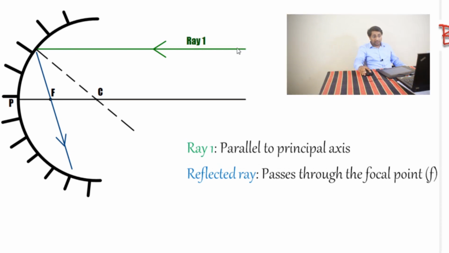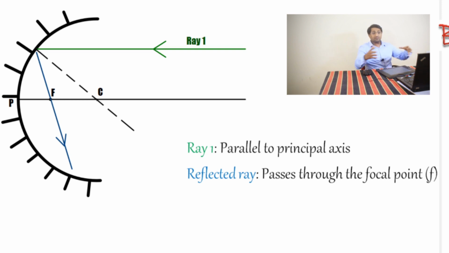Ray 1 is parallel to the principal axis. The line joining P and C is the principal axis and ray 1 is exactly parallel to the principal axis and it is incident on the concave mirror, right? So what's happening after that? The blue line is the reflected ray. Whatever the incident ray comes and touches the concave mirror reflects in this direction. And if you observe carefully, it's actually passing through the focal point.